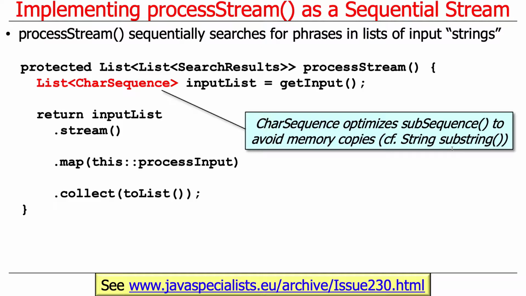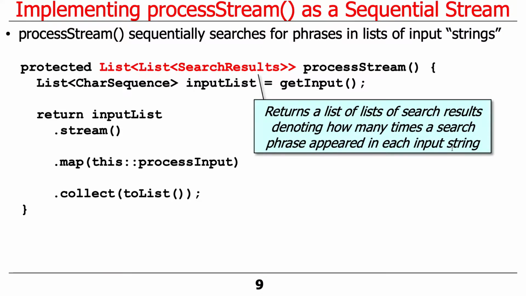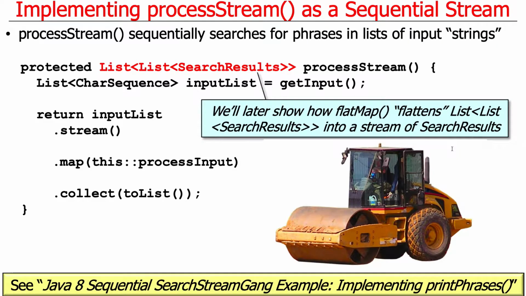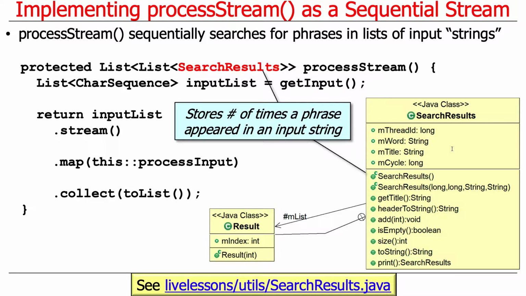As with the object-oriented example, once again, we optimize this with a character sequence as opposed to a string. And we're going to return a list of search results that will indicate how many times a given search phrase appeared in each of the input strings. Part of the discussion here that we'll talk about later is how we use flatMap to flatten that list of search results into a stream of search results in order to make it much easier to process and collect and group and so on. But we'll talk about that probably next time. And again, it's a search results object.